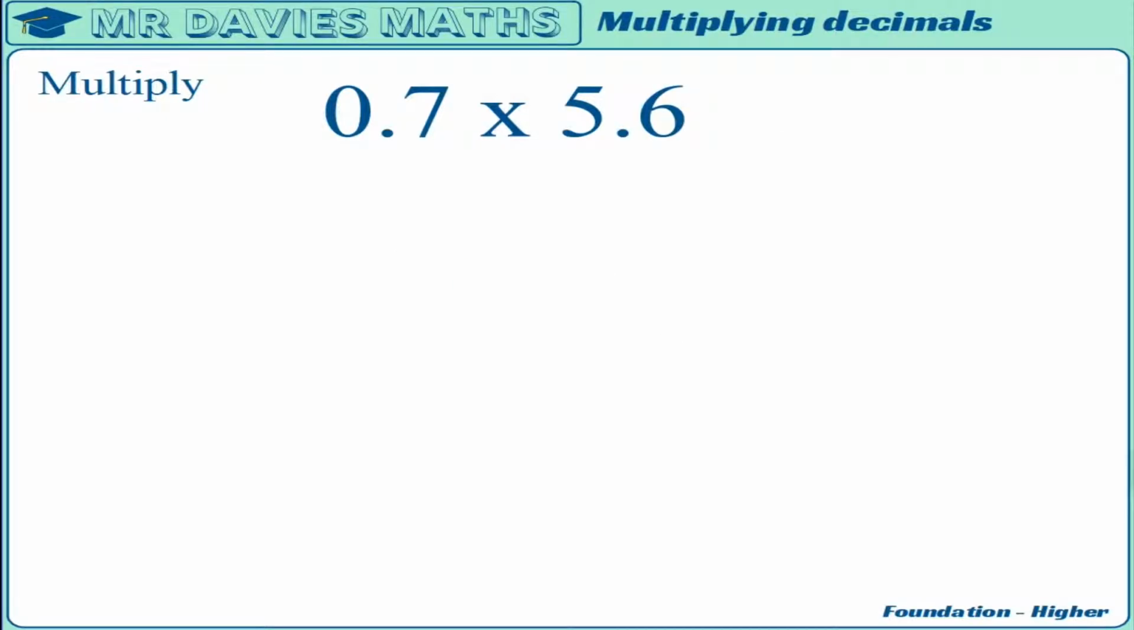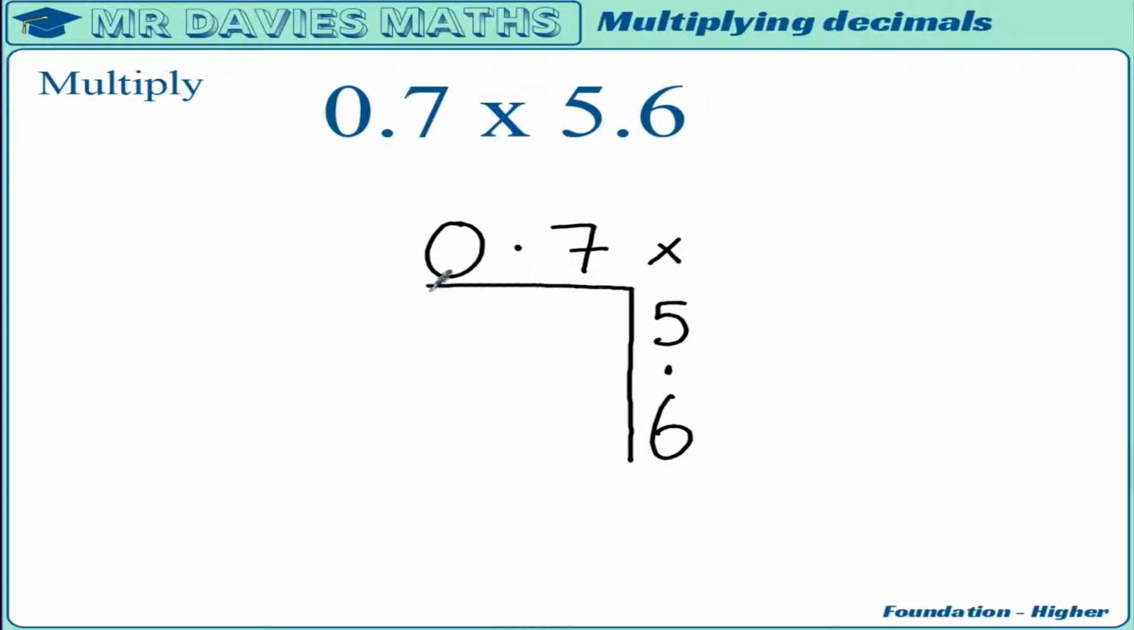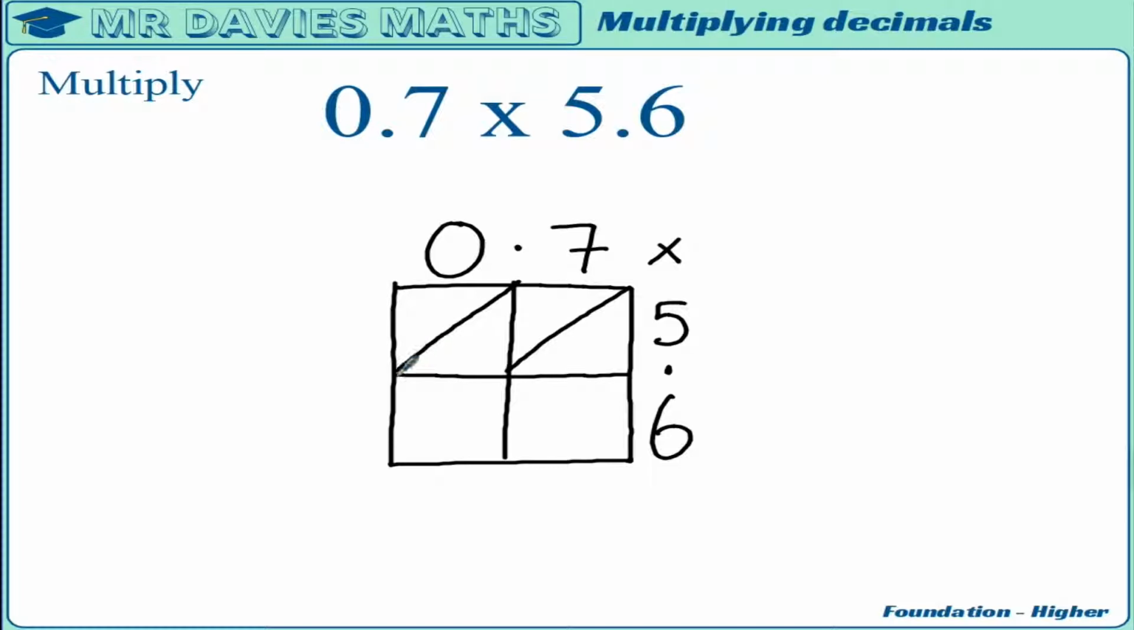0.7 times by 5.6. They both have decimals already visible, so I'm ready to go. I'm going to do 0.7 multiplied by 5.6. Here we go. So here's my grid. The neater, the better. So a split line there and a split line there. Top right to bottom left, top right to bottom left, top right to bottom left, top right to bottom left. And just extend those lines out slightly, because that's where we're going to put our answers.